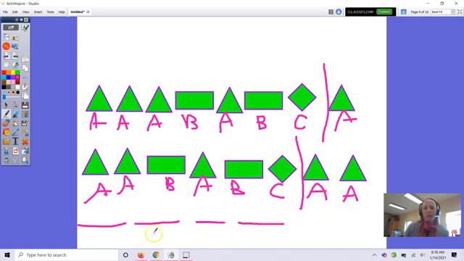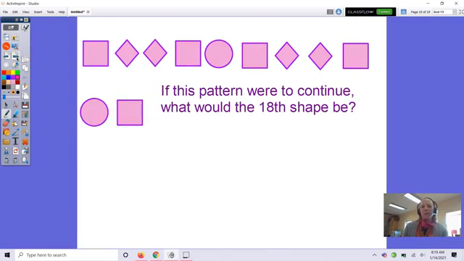What comes after A? You're right, an A. What comes after A? Good, a B. What comes after A, B? You're right, A. What comes after A, B, A? You're right, a B. You are doing a fantastic job.